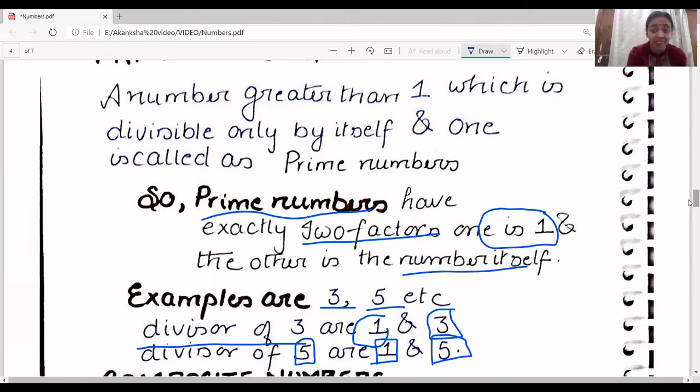So it has only one factor. When we talk about the number 1, the number 1 has only one factor. It is divisible by only one number, which is 1, right? It should have two distinct factors, which 1 does not have. Therefore, 1 is not a prime number.